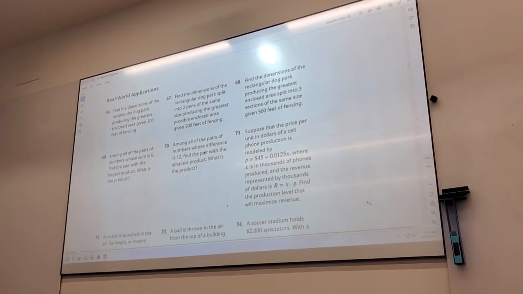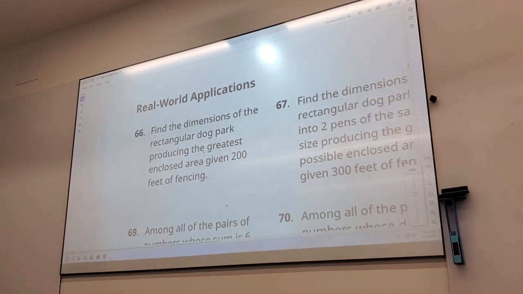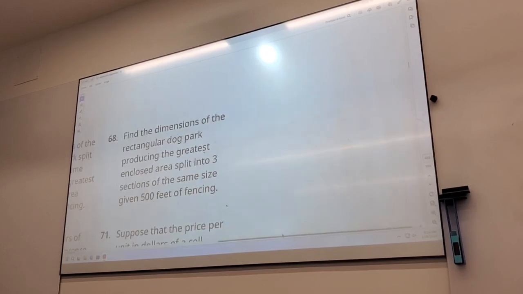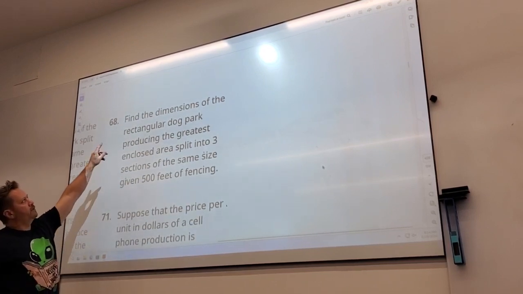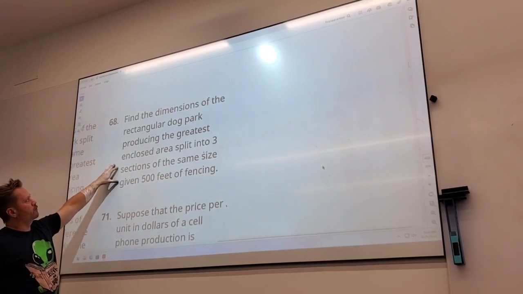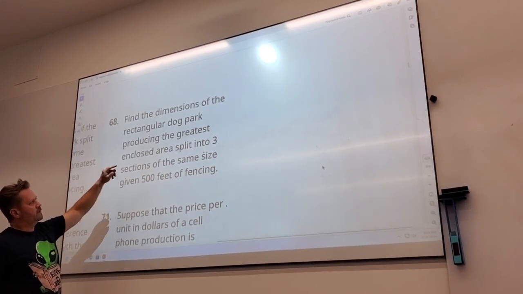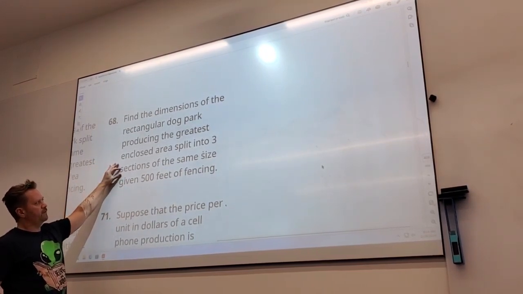Now, this is a problem I thought I'd get some questions on, but I feel like maybe some of you guys just didn't quite get to this problem, which is understandable. You got a lot of homework to do. But find the dimensions of the rectangular dog park producing the greatest area if it's split into 3 sections of the same size.